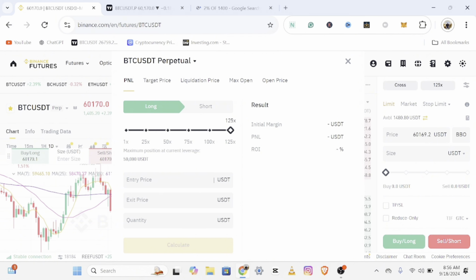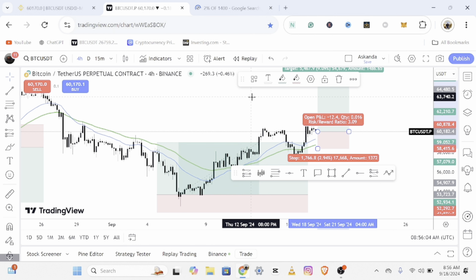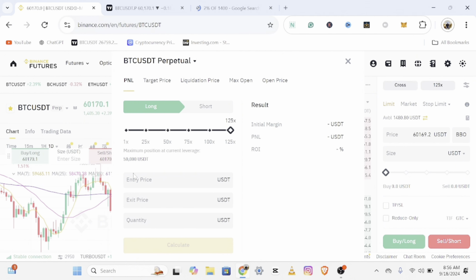So we go back to trading view where we think we are going to take the trade from. So our entry price is 60,160, right? So I'll go back to Binance and enter 60,160. Let's go for the entry price, 60,160.